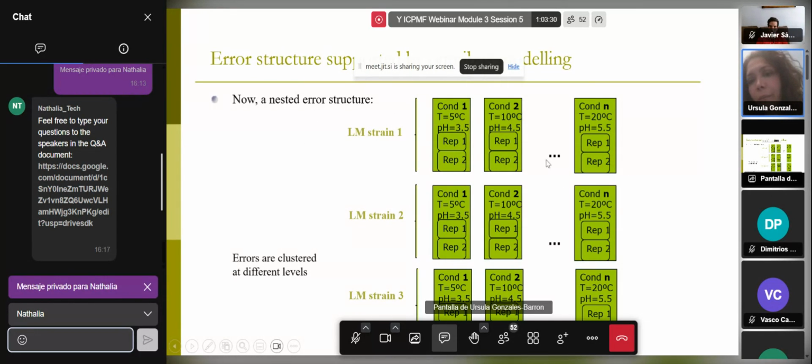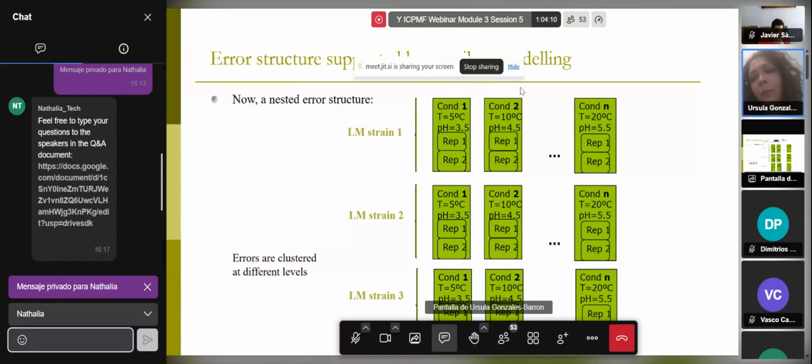So in this case, you see you have your conditions. So the replicates are still correlated. No? The results of rep1, rep2 are correlated within the condition. This still happens. But now all these results that belong to LM strain 1 are correlated. You see, the first line, all these results are correlated within LM strain 1 and so on. So this is a nested design.